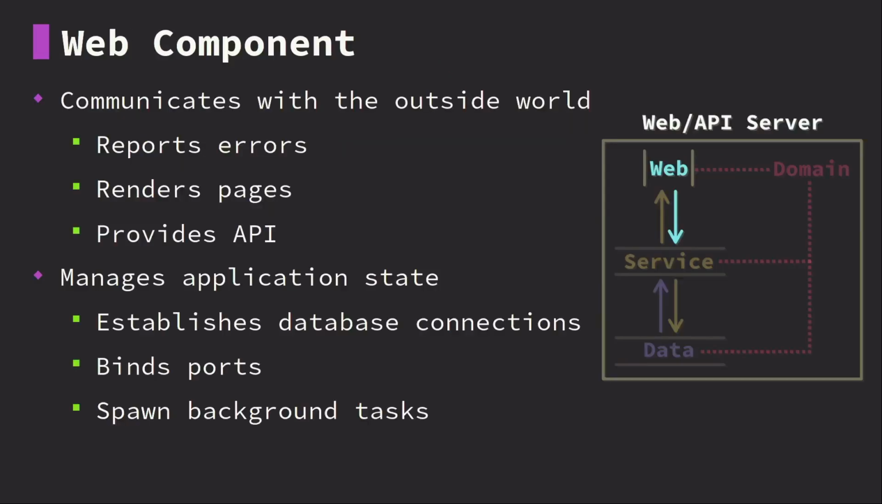The web component is responsible for communicating with the outside world. It reports errors, it renders pages, and it provides an API. It manages application state, including establishing database connections, binding ports, and spawning background tasks. As mentioned previously, the web component can only interact with the service layer and with clients. It has no access to the data layer.